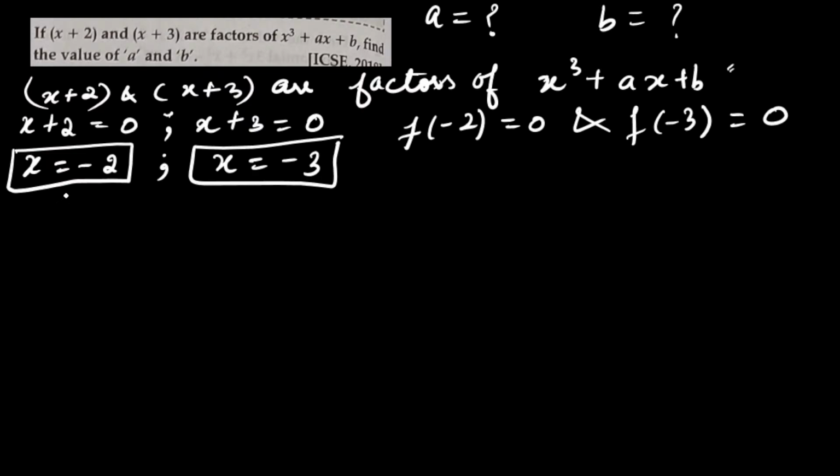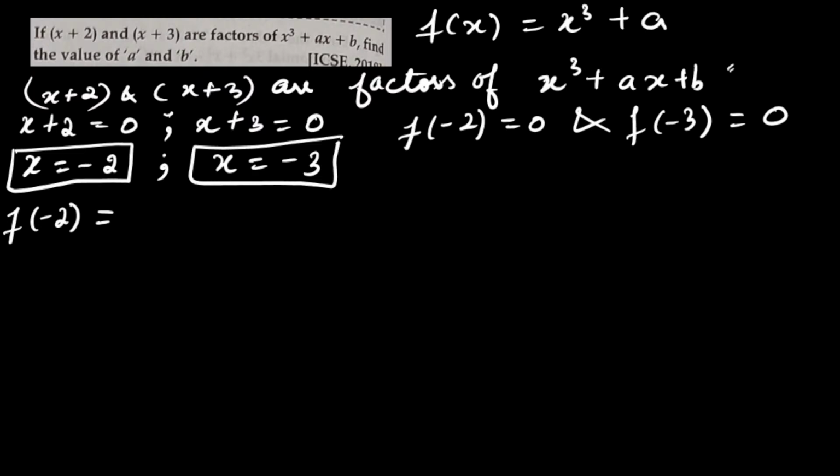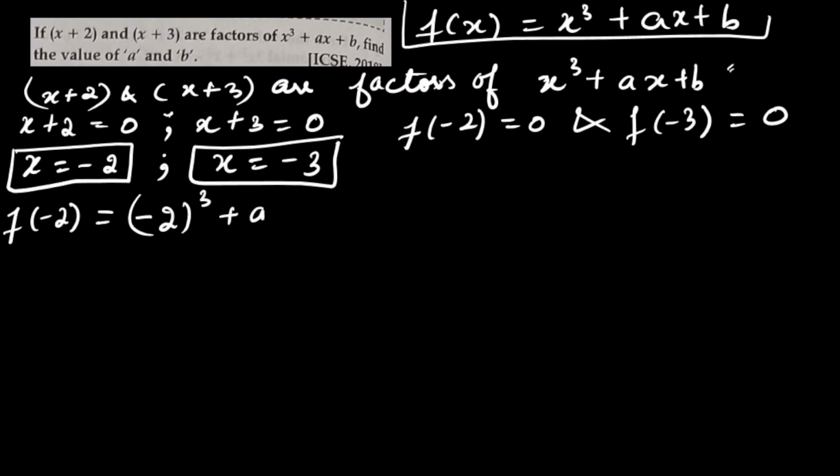So let's substitute now. First of all, f of -2 I am finding. So wherever x is there, I will be just substituting. Here we can write the polynomial in this way. f(x) is equals to x cube plus ax plus b. So at the x place, I'll be just substituting its value as -2. So here (-2) cube plus a into, again here I have x, so x value is -2, plus b.